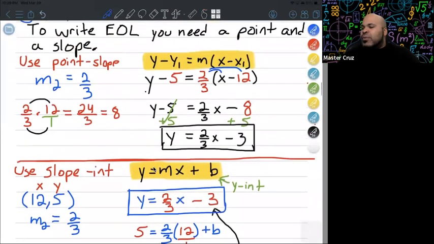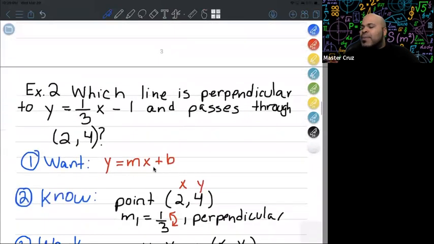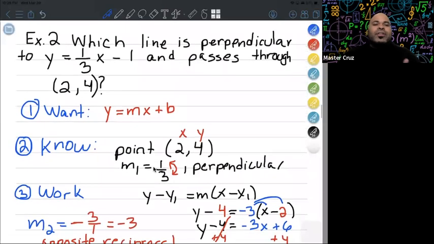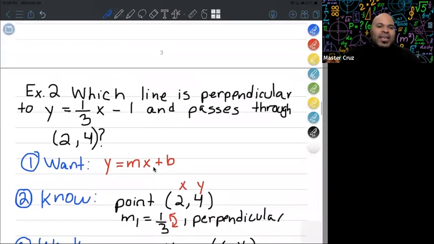So we wrote the equation of a line for a parallel, but what about if the question asks for perpendicular? Well, this is still going to be very similar. Example 2 says, which line is perpendicular to y equals 1/3 x minus 1 and passes through this point? Well, what do we want? If the question doesn't say any format, we always want y equals mx plus b. We automatically assume slope-intercept form.